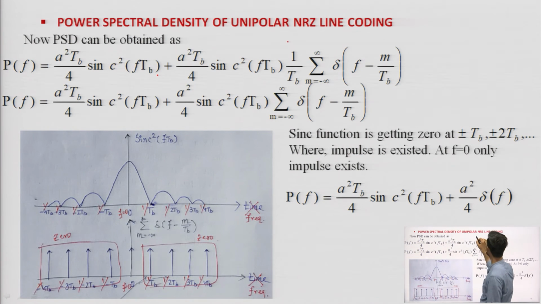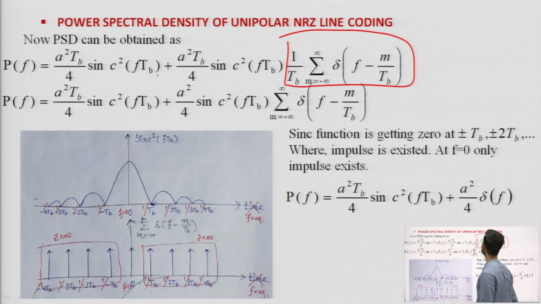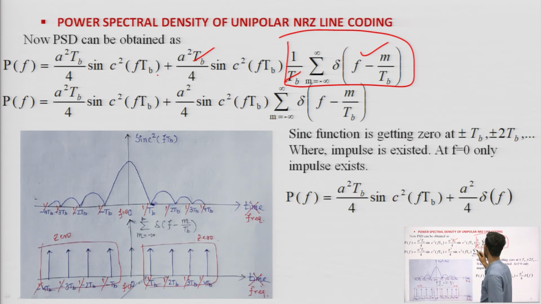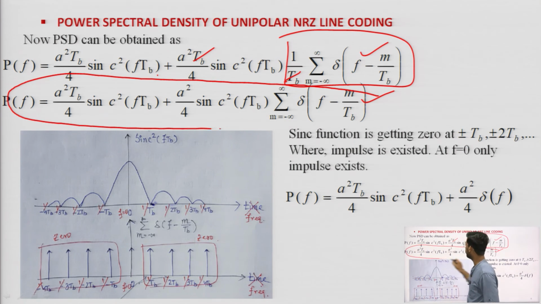So, I have written it like this: 1 by Tb summation m equal to minus infinity to infinity of shifted delta functions. So now your P of f equals A square Tb by 4 sinc square f Tb plus A square by 4, your Tb will be cancelled out, A square by 4 sinc square f Tb summation m equal to minus infinity to infinity delta of f minus m divided by Tb. So, your sinc function is getting 0, this is the main P of f, okay.